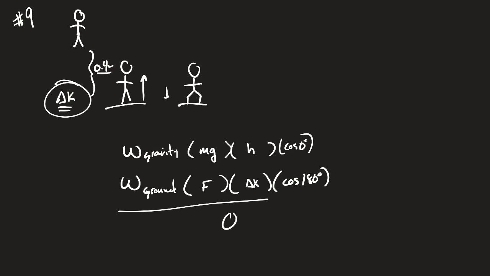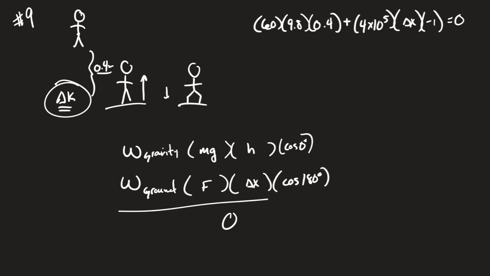Now, we say the ground on them, but that's being absorbed by the leg bone, which, as I understand it, can withstand 4 times 10 to the 5th newtons. So, without further ado, that looks like mgh plus 4 times 10 to the 5th times delta x times -1 equals 0. And I rest here. You figure out delta x. Okay?